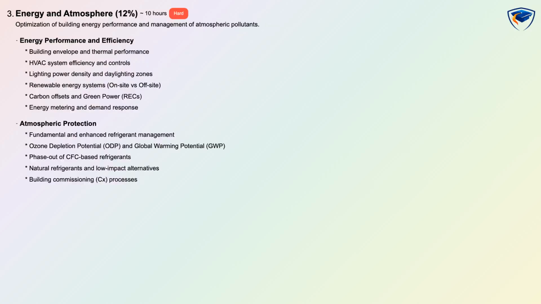Energy and atmosphere makes up 12% of the exam, is considered hard, and needs roughly 10 hours of study with conceptual and scenario-based assessments. Expect to dive into building envelope thermal performance, HVAC efficiency and controls, lighting power density and daylighting strategies, and renewable energy systems both on-site and off-site, plus carbon offsets and energy metering.